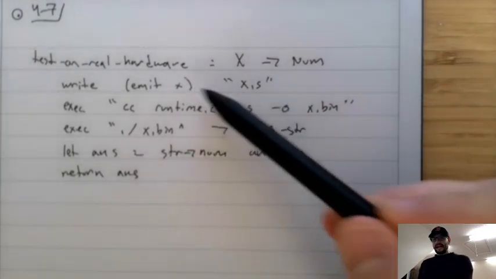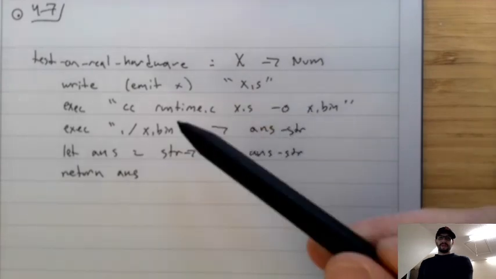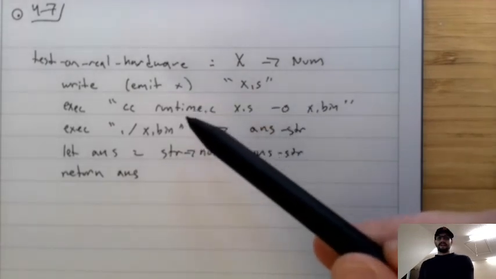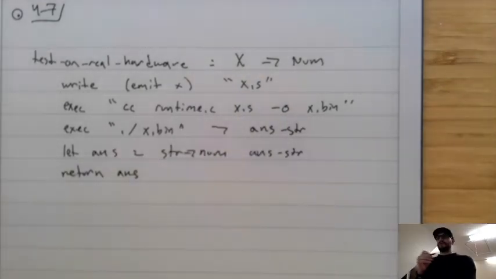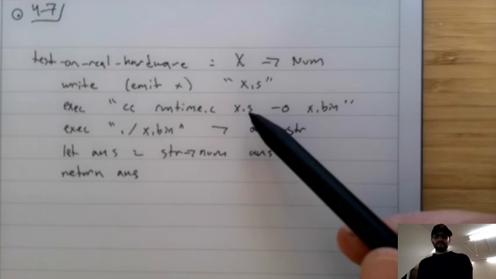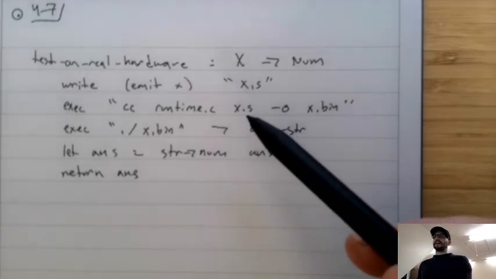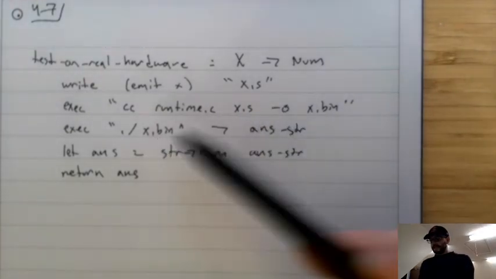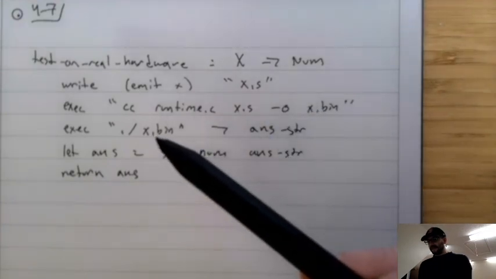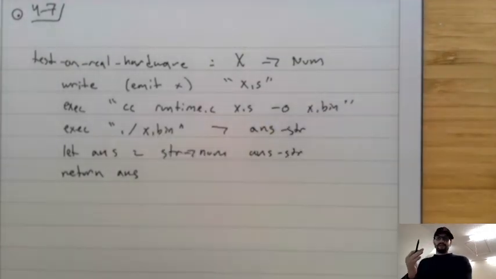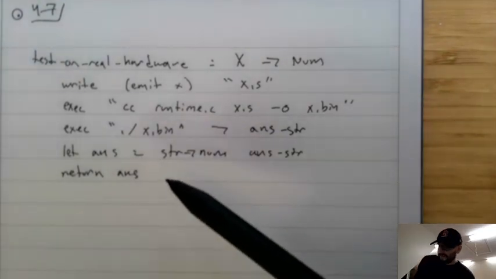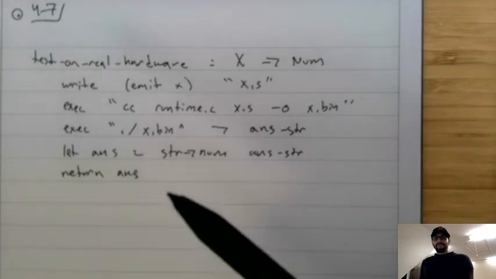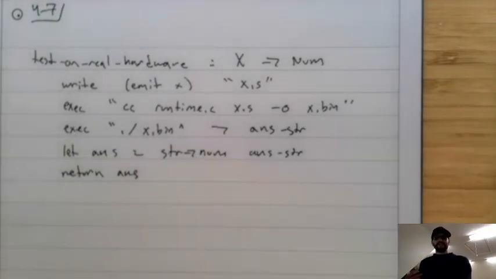Because I emit it as an assembly program, I compile the assembly program using the C compiler to compile the runtime, and the C compiler knows how to see an assembly program, with .s, and assemble it, and then that gets me a binary. Take that binary and run it, and then I look at the output and save it, and then I have a number as a string, and I turn that string into the real number, and then look at it.